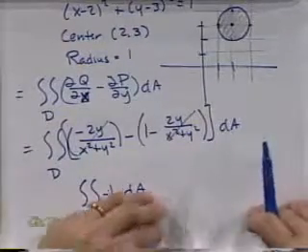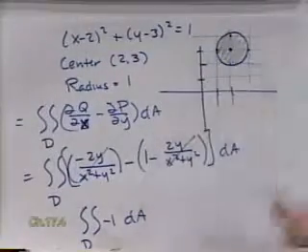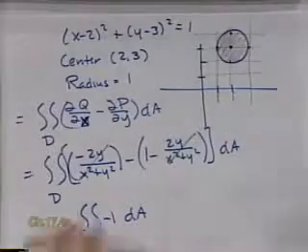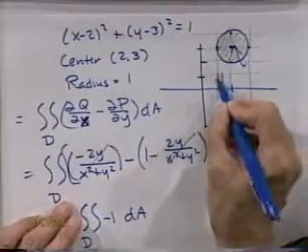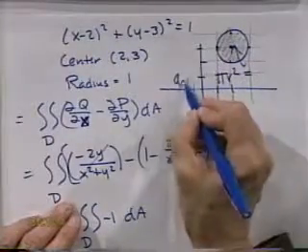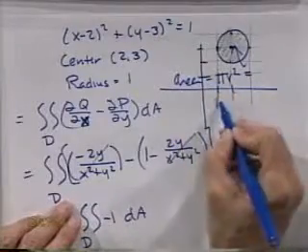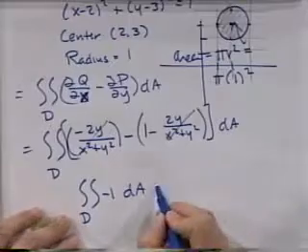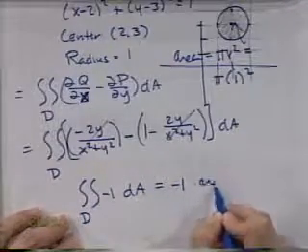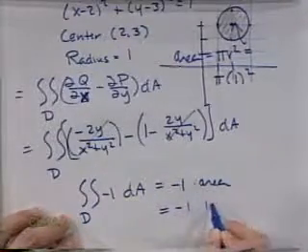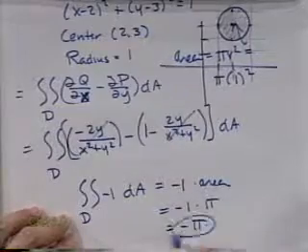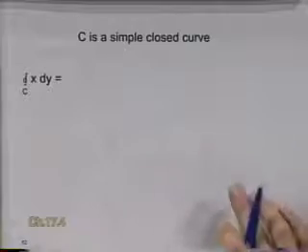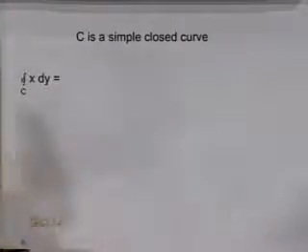But my area is a circle. It's the area of a circle, right? And what's the area of my circle? The area of that circle is pi r squared. And that's going to give me pi times 1 squared, which is pi. So we'll have a negative 1 times my area of my circle, which is minus 1 times pi, which is minus pi. Minus pi.